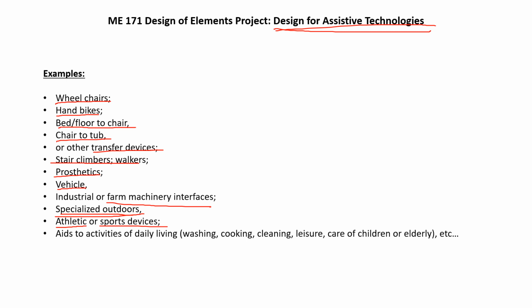And then, just kind of going back to the assistive technology part of this, aids for activities of daily living. And you can think of things as daily living, like what are you doing? Oh, washing dishes, washing clothes, cooking, cleaning, leisure, something to do with care of children or the elderly. So all of these hopefully will spark an idea for you to come up with your group a project topic.